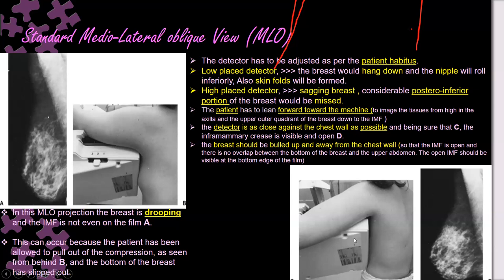And the breast should be pulled away from the chest wall to open the inframammary fold. Look at the shoulder here. It is a little bit relaxed, not like this one. This is high up, away from the chest wall, the shoulder not so relaxed. And this is giving a sagging or drooping breast, and the inframammary fold and the posterior inferior portion are cut. You got it?